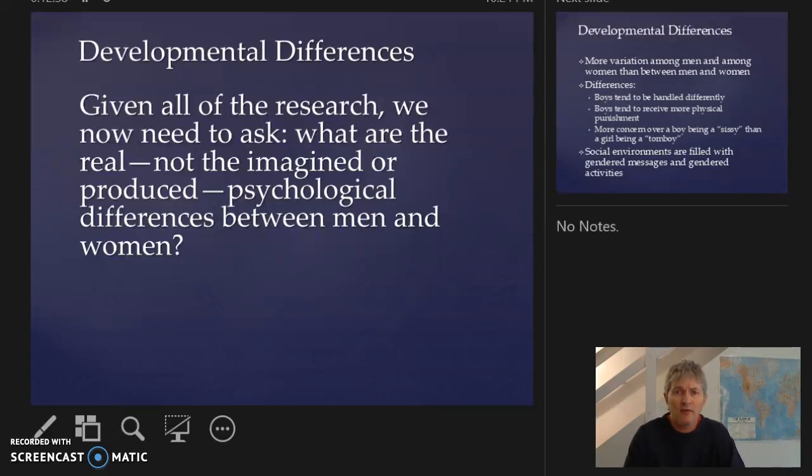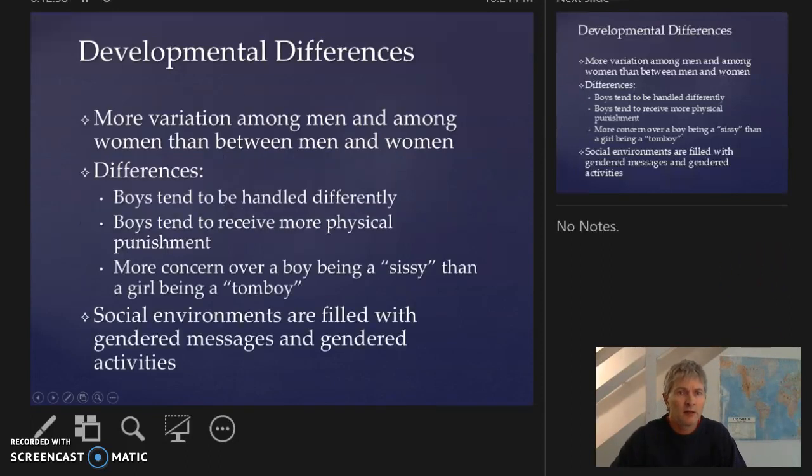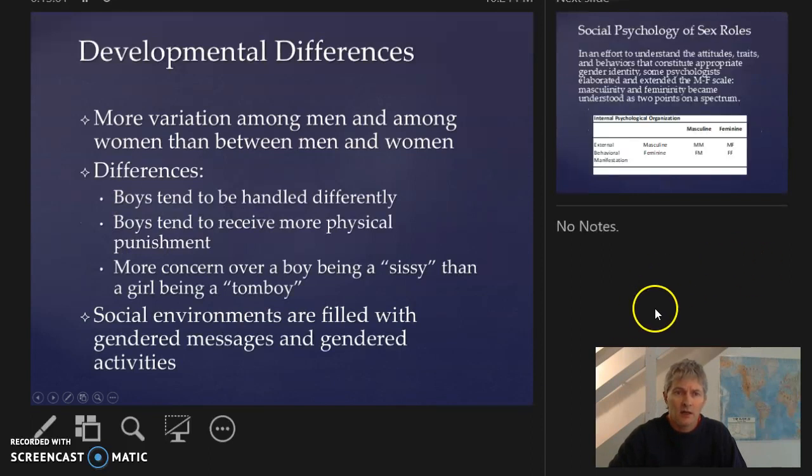So given all of the research, we now need to ask ourselves, what are the real, and not the imagined or produced, but the real psychological differences between men and women, if there are any at all? There's an argument that says there's probably not too many. Some of those differences are, there's more variation among men and among women than between men and women.